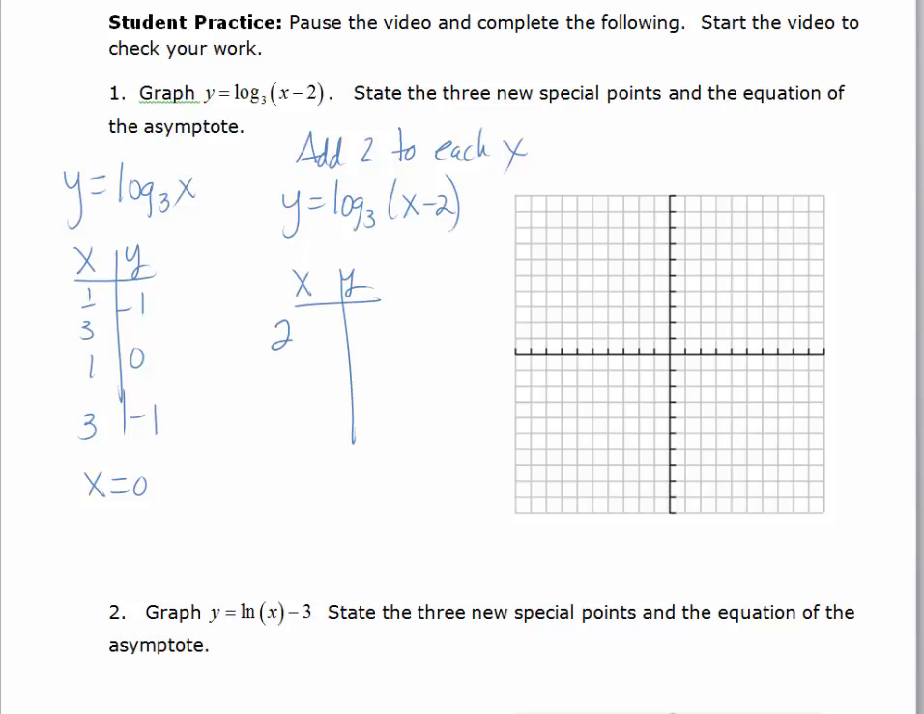So I have 2, 1/3. I'm going to have 1 plus 2, which is 3, and I'm going to have 3 plus 2, which is 5. My y values are not affected. So it should be a positive 1. And since I'm shifting this to the right 2, my new asymptote is going to be x equals 2. So 2 and 1/3 down 1.